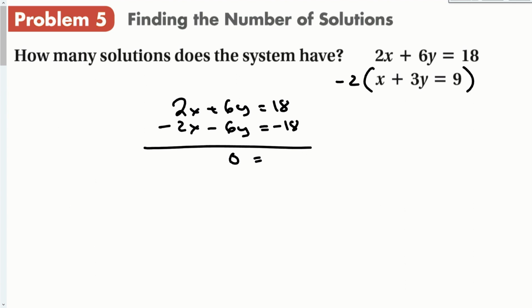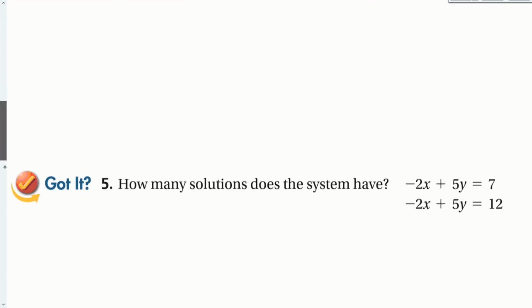Adding these together gives me an identity that 0 is equal to 0. That means there are infinitely many solutions. These two equations happen to be exactly the same. If I multiply by a positive 2, look, I have the same equation. They are the same line. They intersect everywhere because they're the same line.